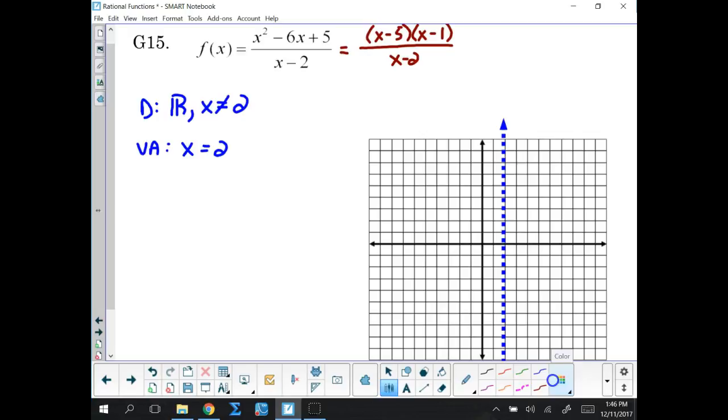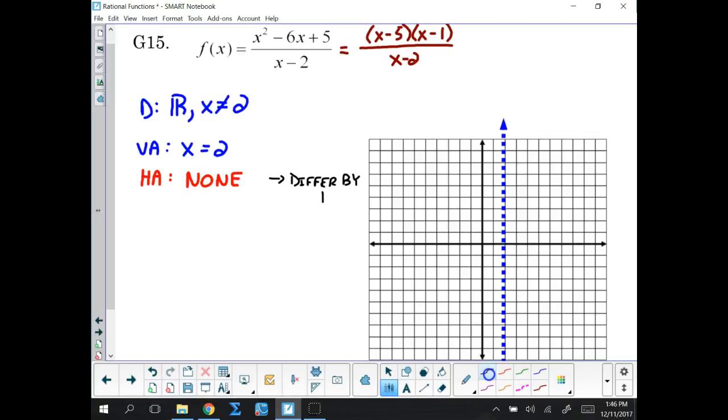Horizontal asymptote: none, right? Top's bigger than the bottom. By how many? That's a none case, right? So they differ by 1. So that tells me I have step 6 now into play. Okay?